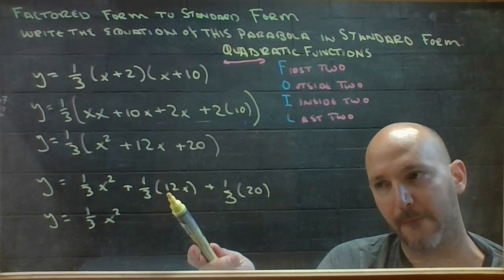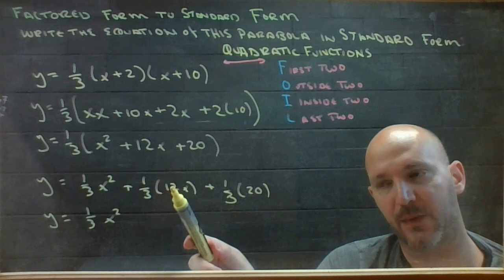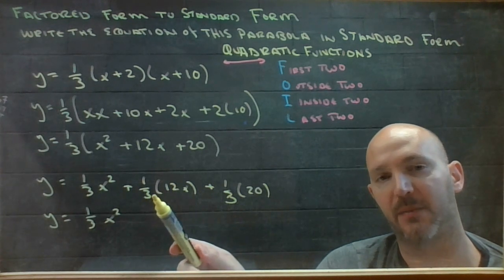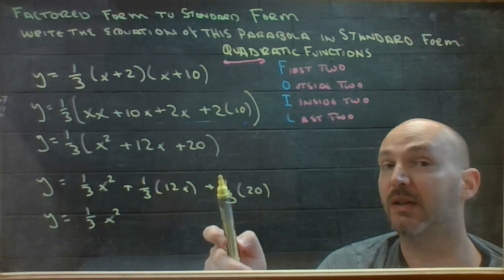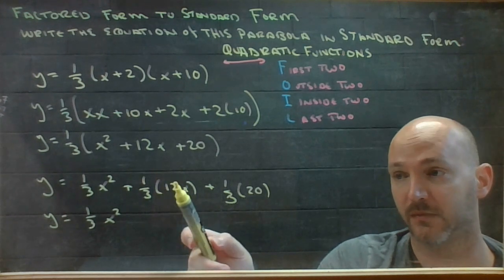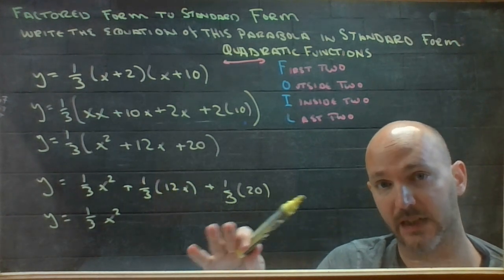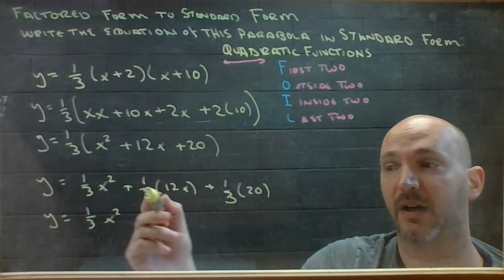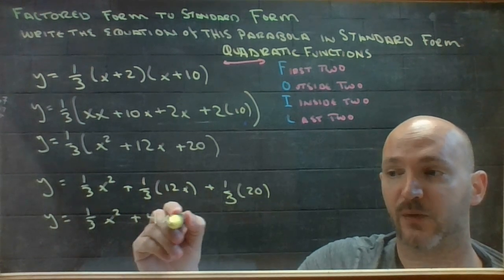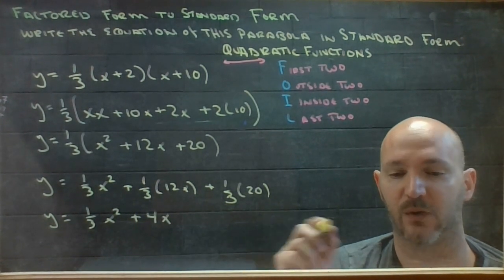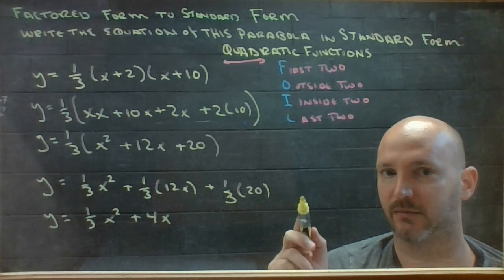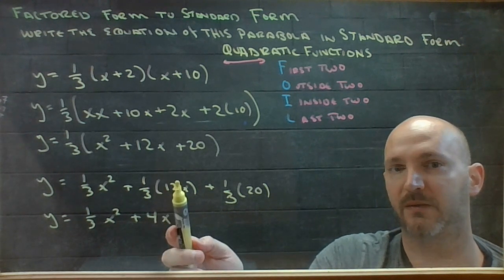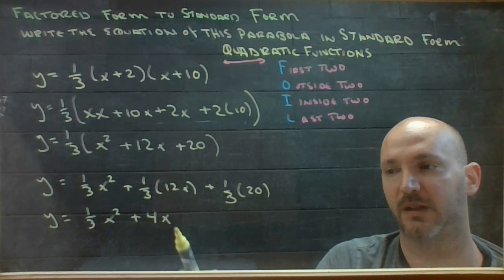Now here, 1 times 12 is 12, and 12 divided by 3 is 4. And it goes in cleanly, right? 12 divided by 3 goes evenly, and your answer is 4. So you might as well write it as 4x. So check that on your calculator if you're not sure. But 1 times 12 divided by 3 gives you 4.